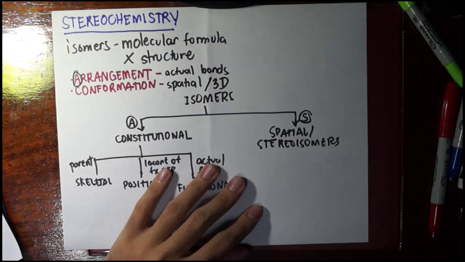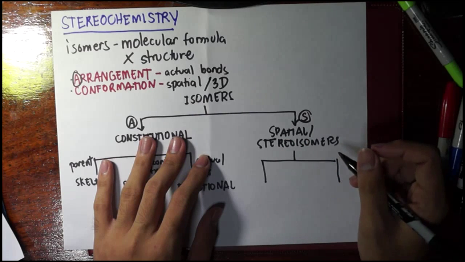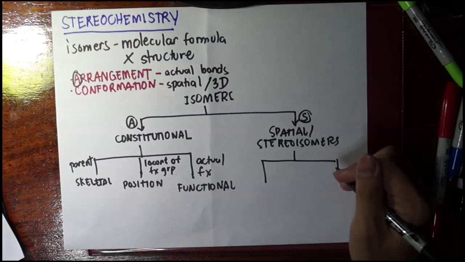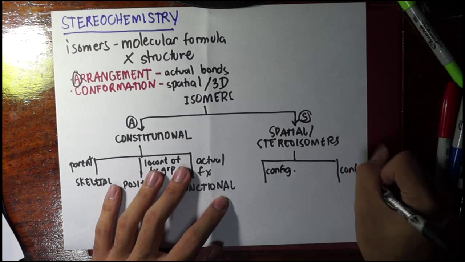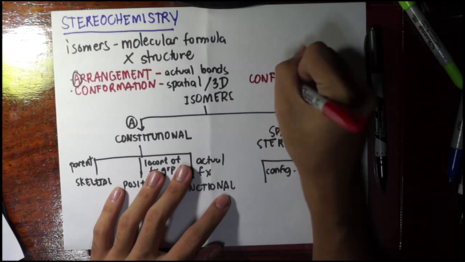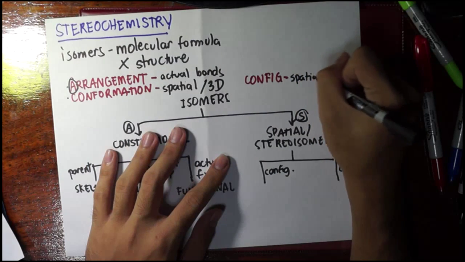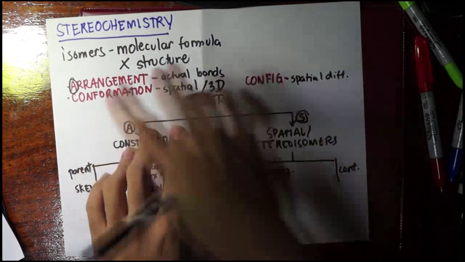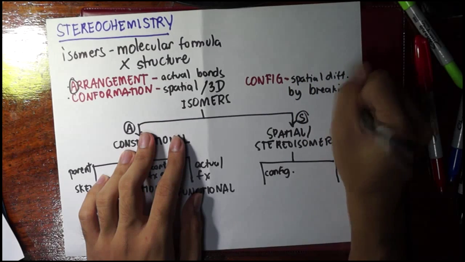Now we go to the spatial isomers. So here, I'm going to assign 2 new terms. Here we use the word configuration. Here, the conformation. When we say configuration, the spatial difference between the 2 isomers can be overcome, meaning that one isomer can become the other isomer only by breaking a bond.